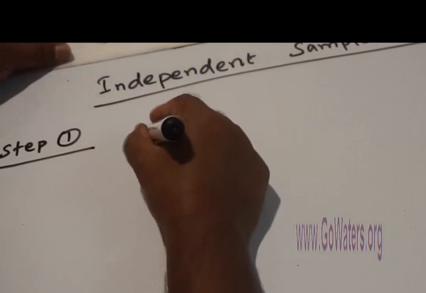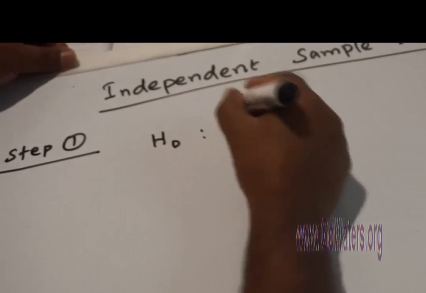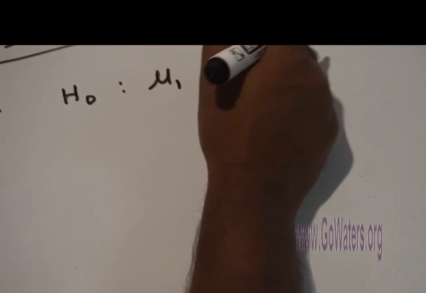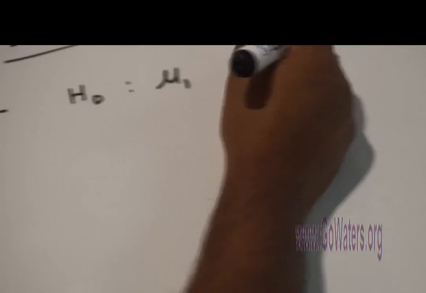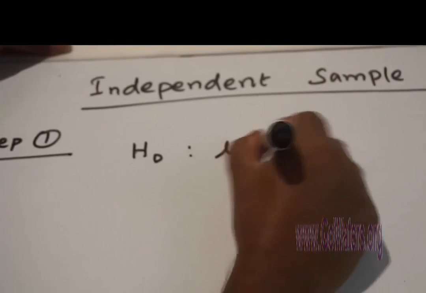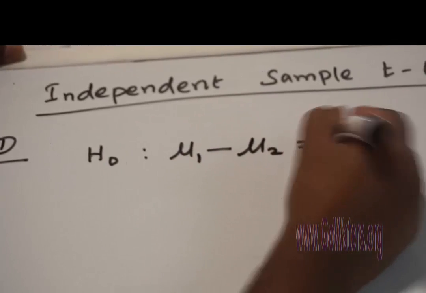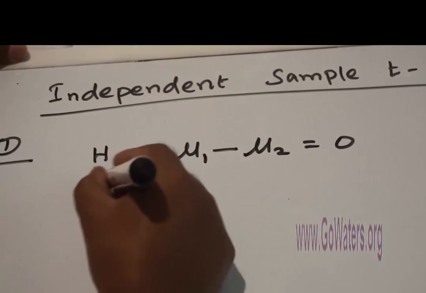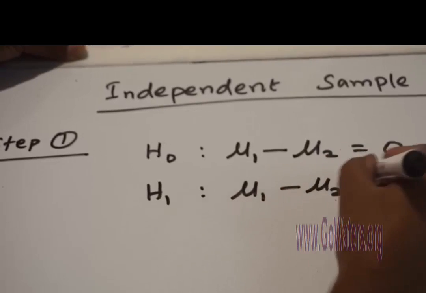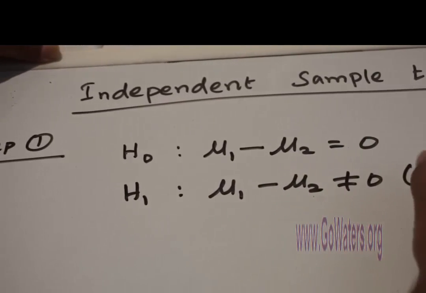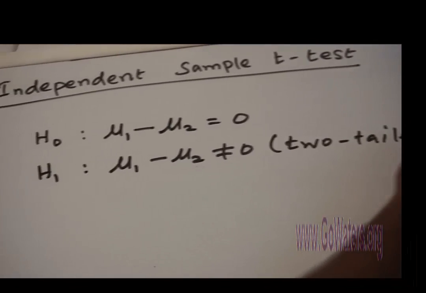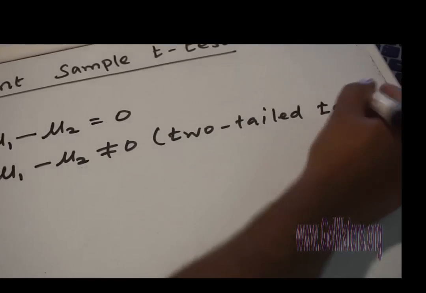Step 1, you need to define the hypothesis. So what is the hypothesis? There is no difference: the average number of times entered by the male and the female is no different. So mu1 minus mu2 equals 0, that means same. The alternative hypothesis is not same, so mu1 minus mu2 is not equal to 0. So it is a two-tailed test.